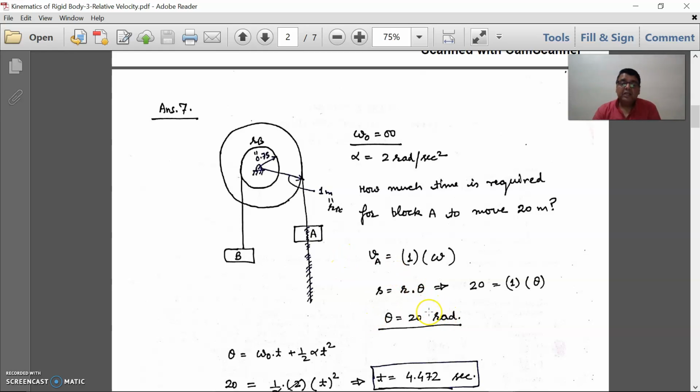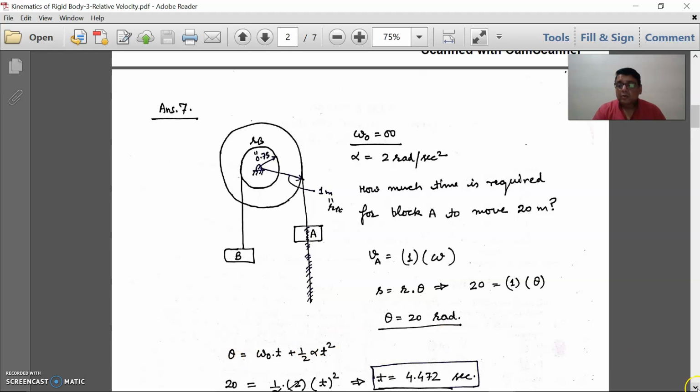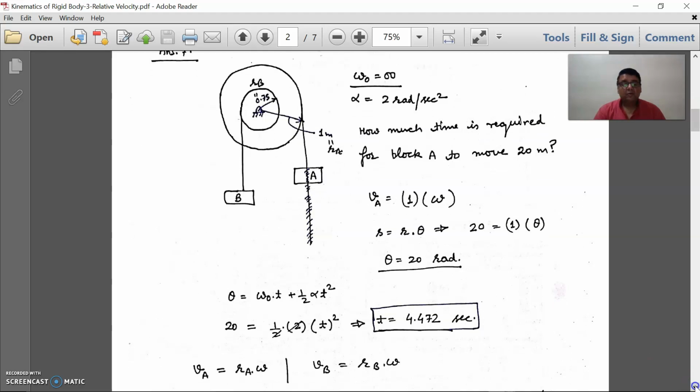Once I get theta, with omega naught being 0, I can use the equation theta is equal to omega naught into t plus half alpha t square. So theta, 20 radian, is equal to half into alpha, which is 2, into t square. From this I get the value of t as 4.472 second.